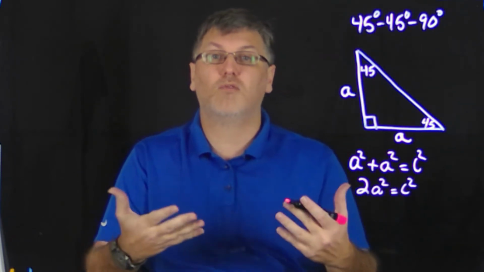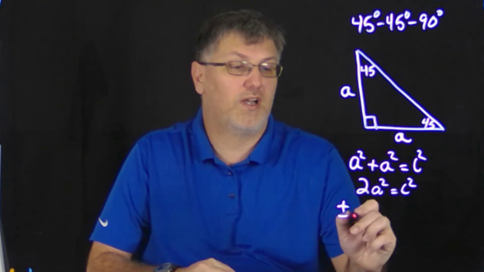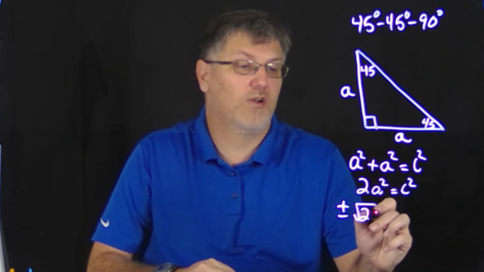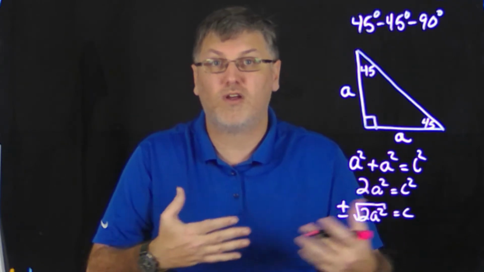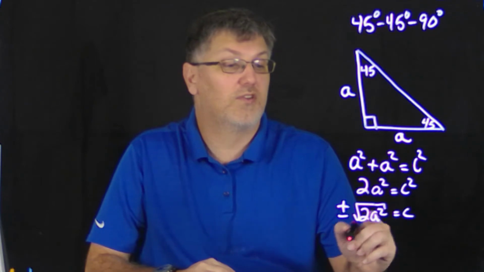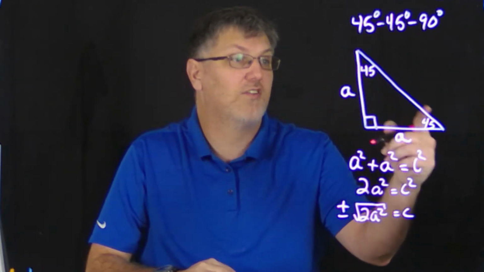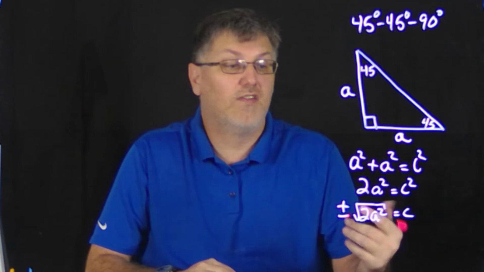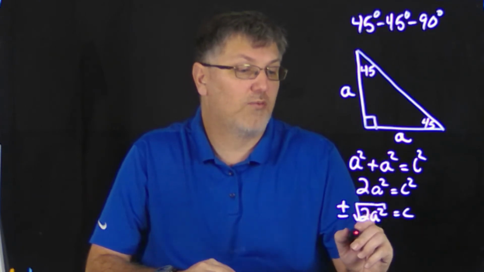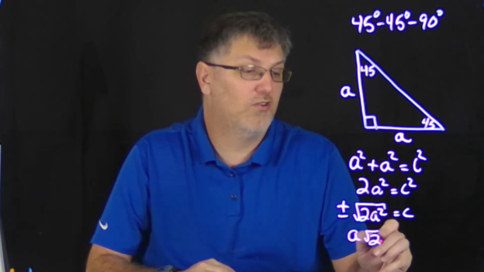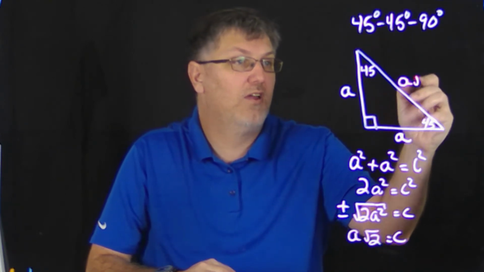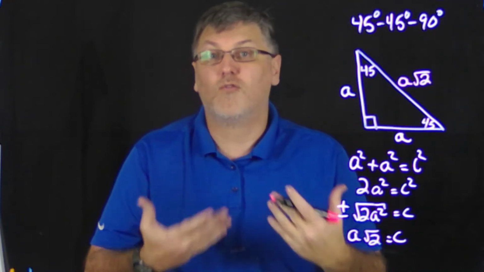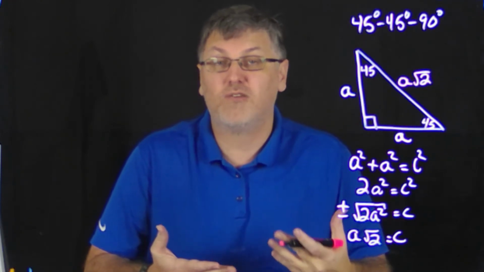I'm going to take the square root of both sides. Don't forget your plus or minus. So we have plus or minus the square root of 2A squared equals C. Then we have some square root rules involved that you actually learn in Algebra 2. But this simplifies. It's going to be the positive because it is a length. Length is always positive. And then A squared is going to come on the outside, and we end up getting A square root 2 equals C. So my hypotenuse here will always be A square root 2. So if you know A, you know all three sides really, really fast of a 45, 45, 90 triangle.